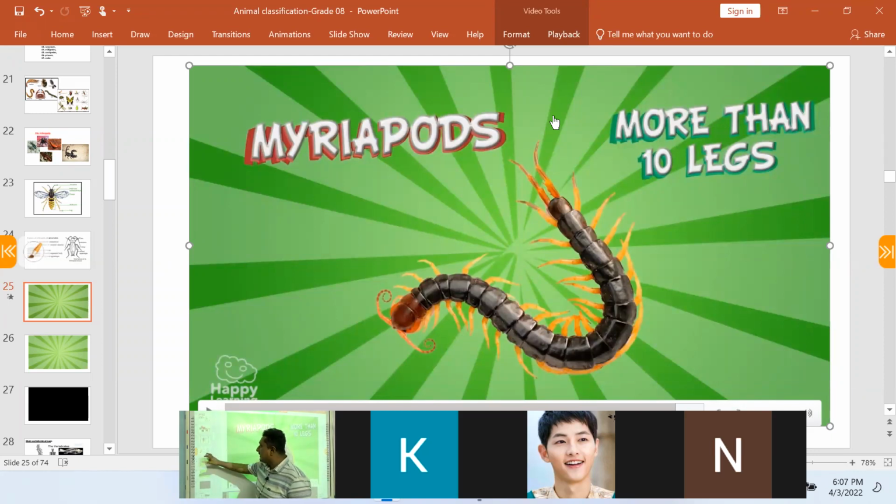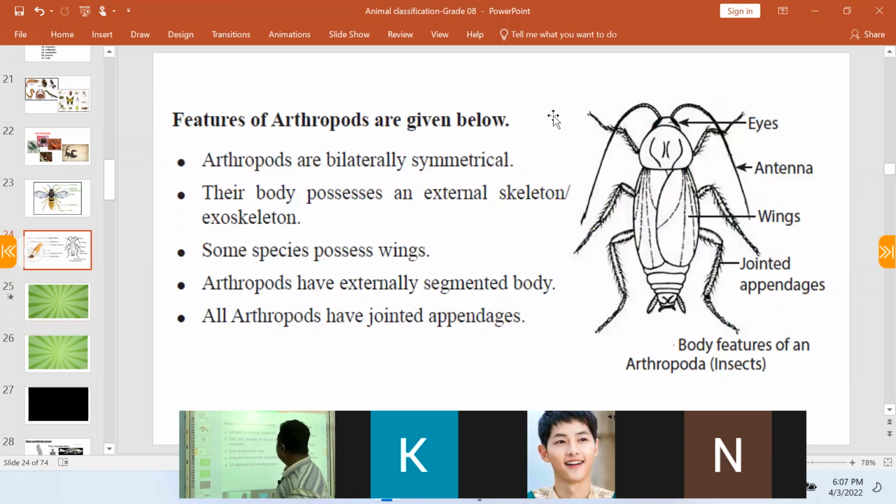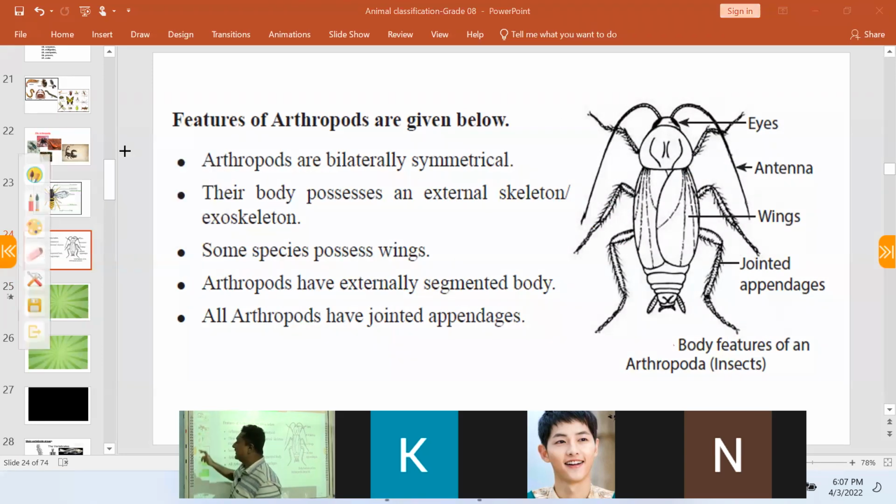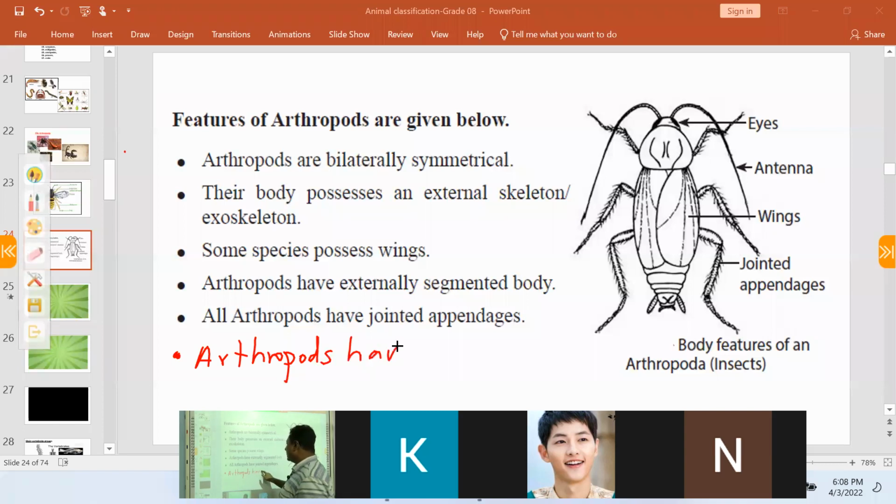Is that right? Then I need to explain one of the words given here. Sorry, that is not mentioned here, but we made that word in that video. Arthropods have metamorphosis.